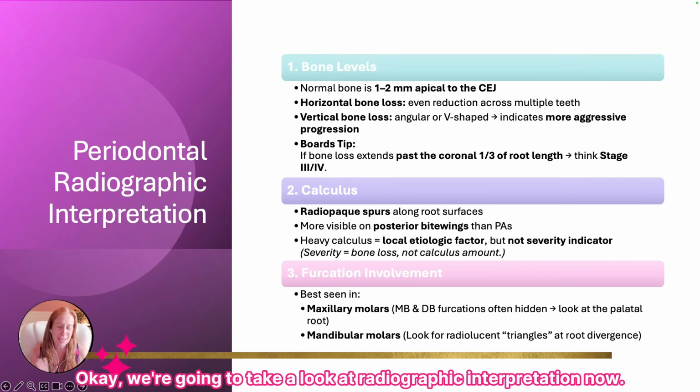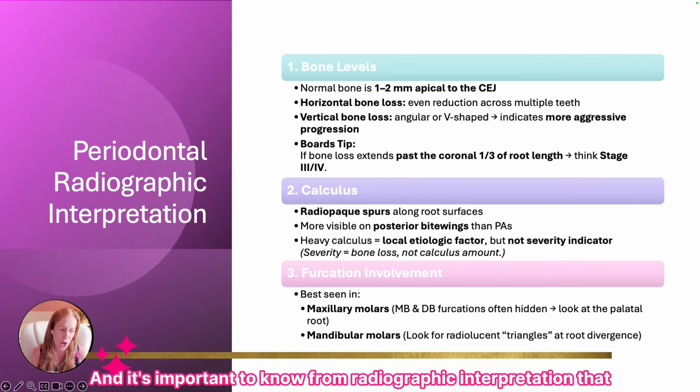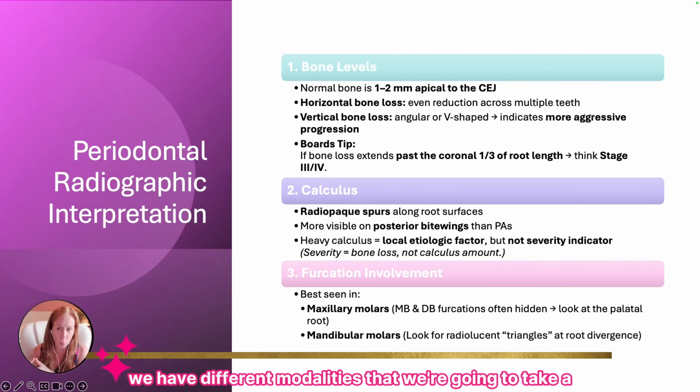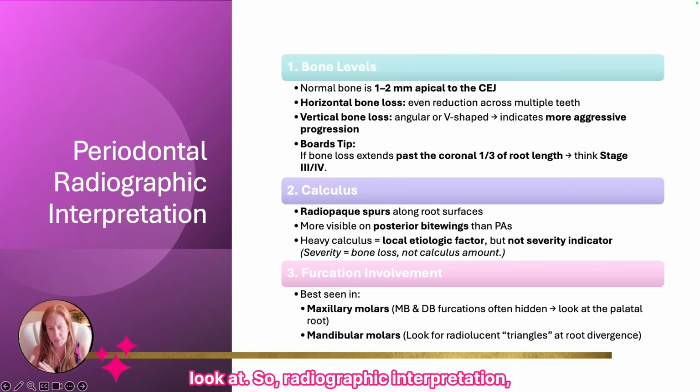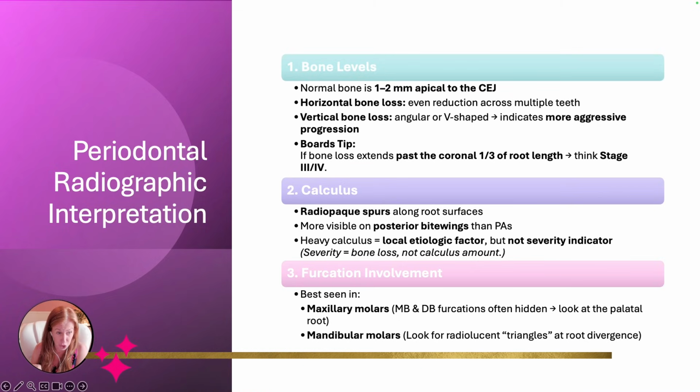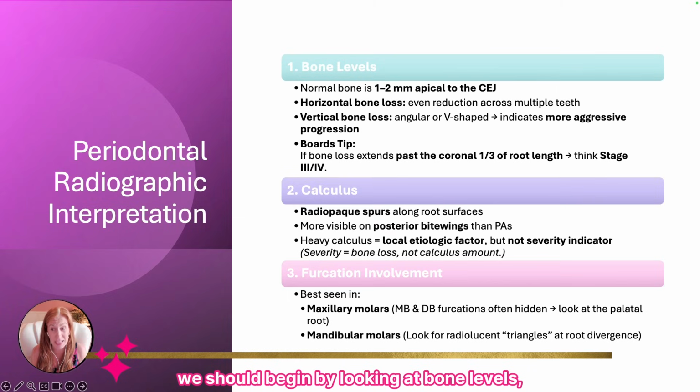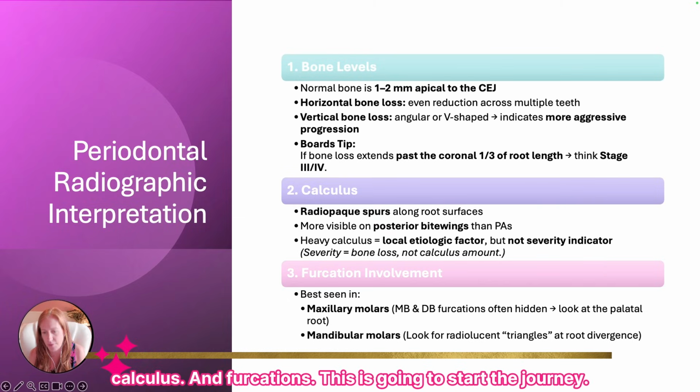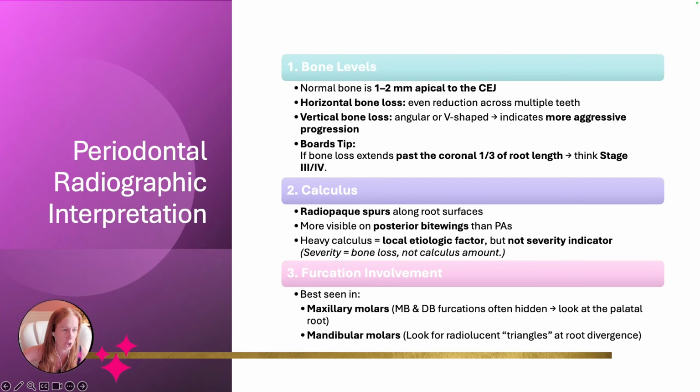Okay, we're going to take a look at radiographic interpretation now. And it's important to know from radiographic interpretation that we have different modalities that we're going to take a look at. So, radiographic interpretation, we should begin by looking at bone levels, calculus, and furcations. This is going to start the journey.